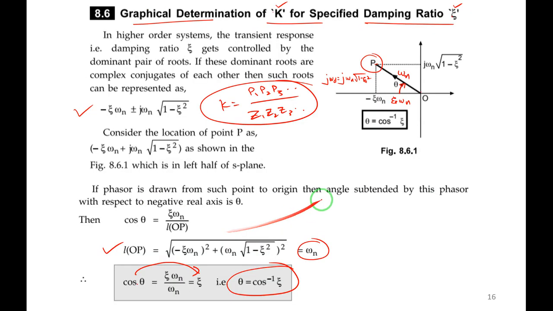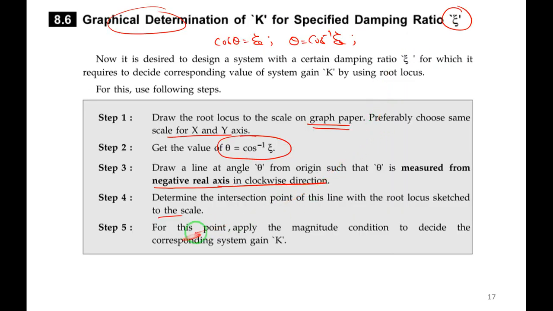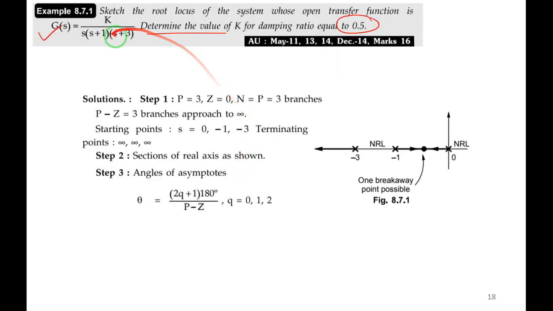For this point, whatever point I get, read the corresponding value. That will give me the k. For example, minus 3 plus j something, you read the complex value. For that particular point, apply the magnitude condition to decide the corresponding system gain k. So we will see all these steps, how to do that, for this example. Already we know how to draw the root locus for this example.